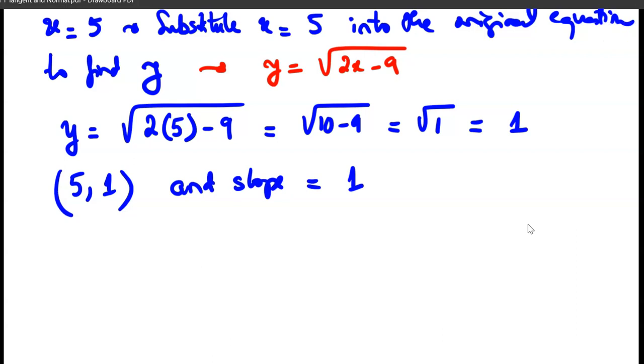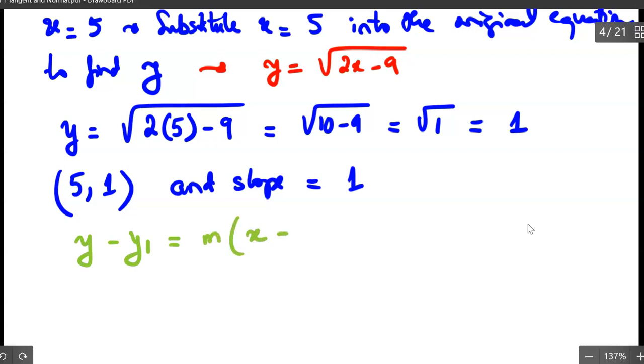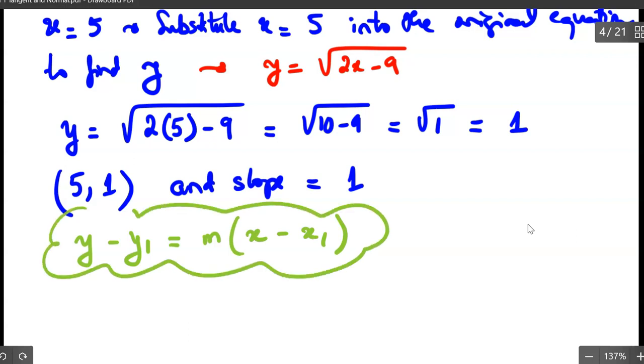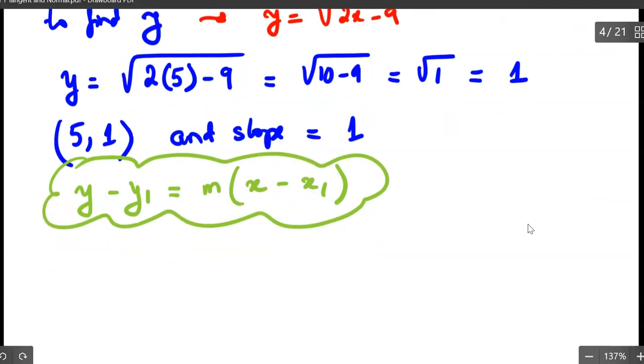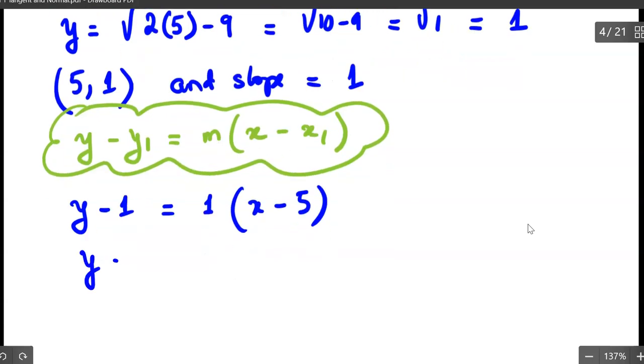So that means I can put it into this equation to find the equation in general form for this tangent line. So I will write y minus 1 equal to 1, which is the slope, times x minus 5, right? So y minus 1 equal to x minus 5.